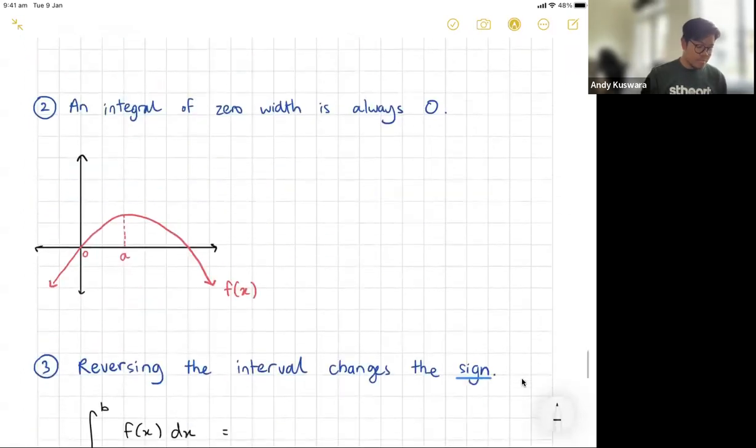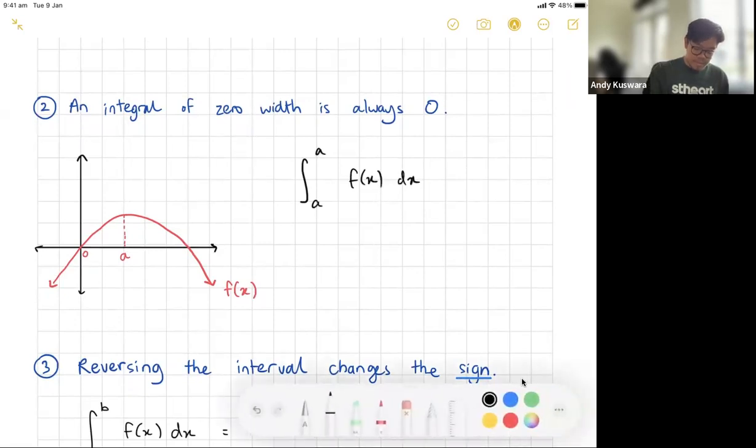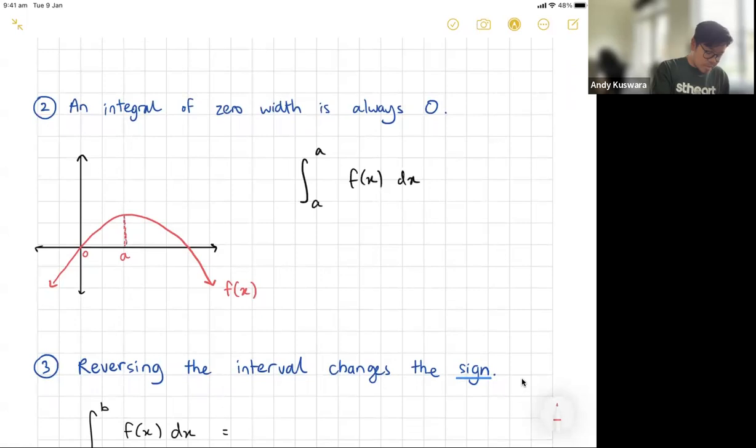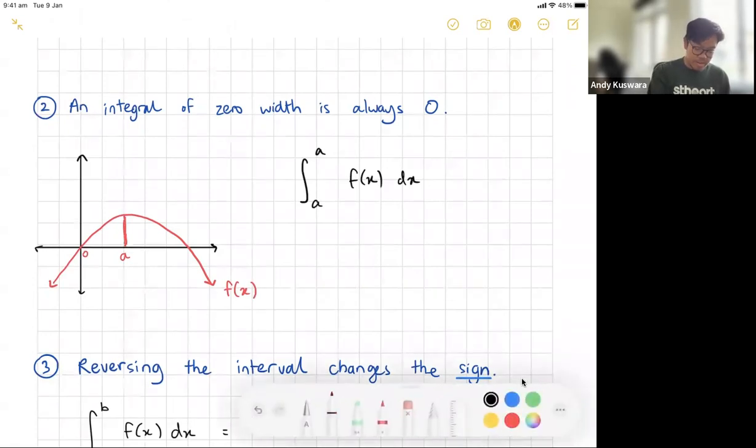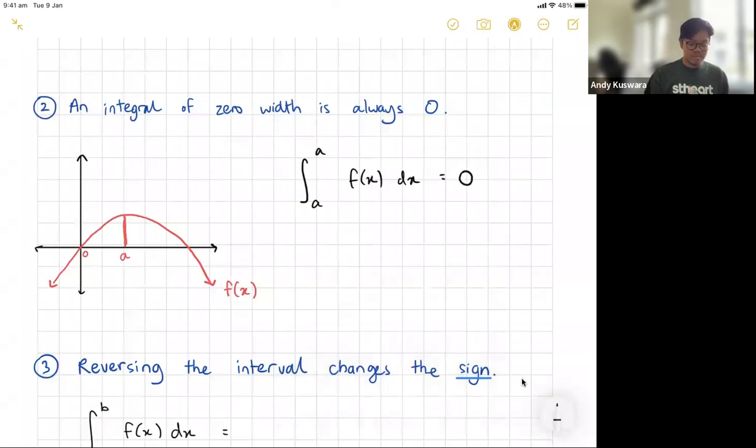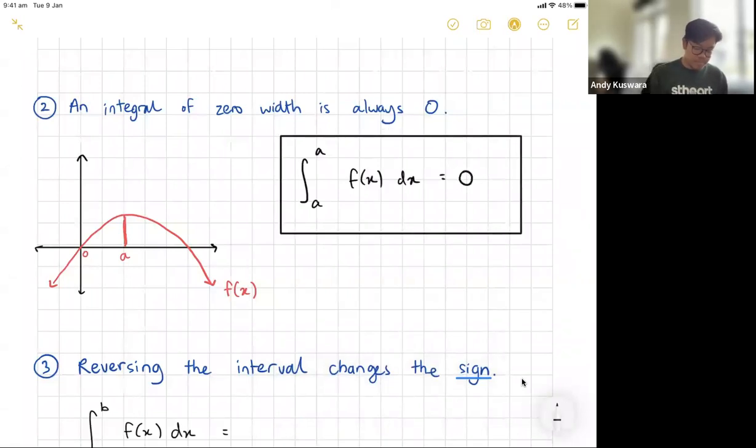Second rule, okay, an integral of 0 width is always going to be 0. So if I wanted to find the integration between a and a of, again, this function f(x) dx, if you took that line, is there any area under this one-dimensional kind of line? No, not really. So in that case there's going to be no area under the curve between those 2 spots. Area would be 0. Okay, so that's what that one is.